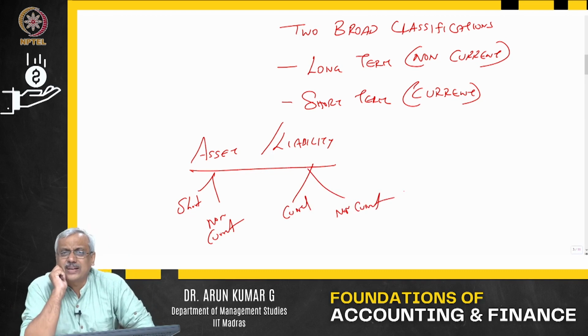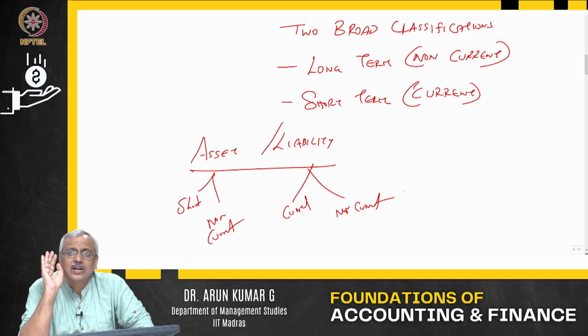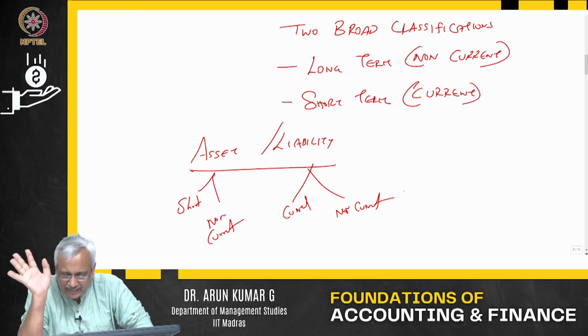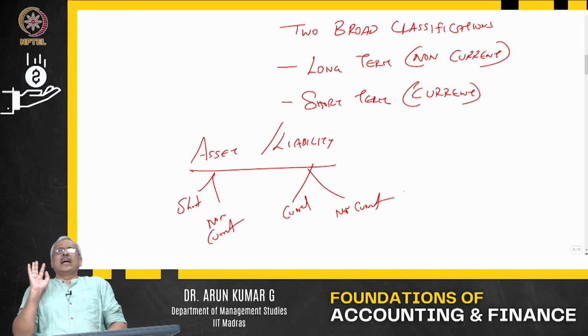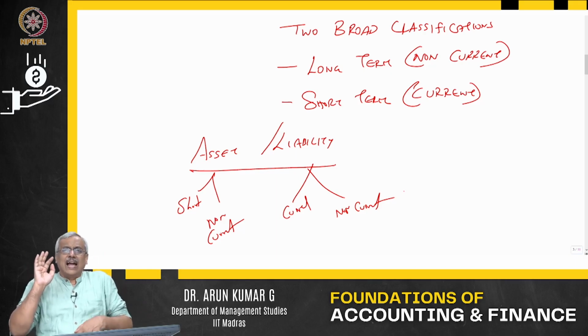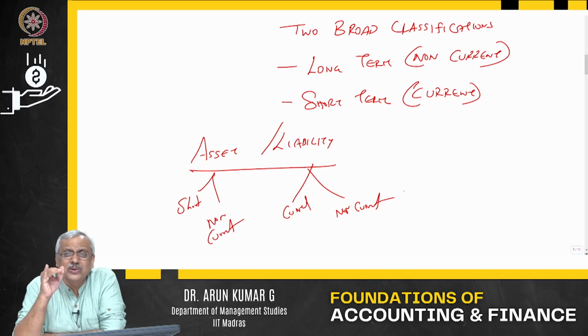Now, what is the difference between current and non-current? Any liability which is due in the short term, usually within a period of a year, is classified as a current liability. Any liability which is not due in the immediate future, normally within the next 1 year, is called a long term or non-current liability.